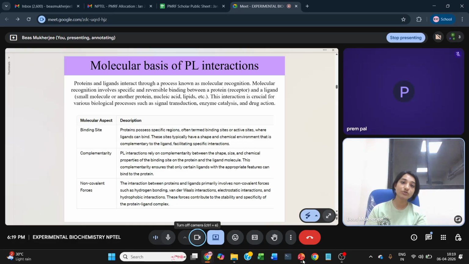Non-covalent forces are mostly at play because it should be reversible. It cannot be an irreversible interaction. Then it would become an inhibitor and enzyme interaction. We don't want that because this is a natural system, and in a natural system everything is more or less reversible, right? We want to use that particular protein or that particular ligand again later on for some other cause in the body. So all the interactions are through non-covalent forces.